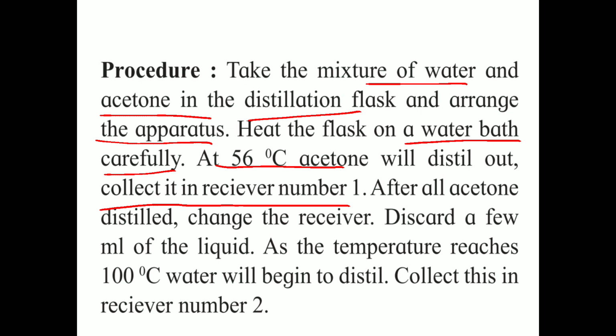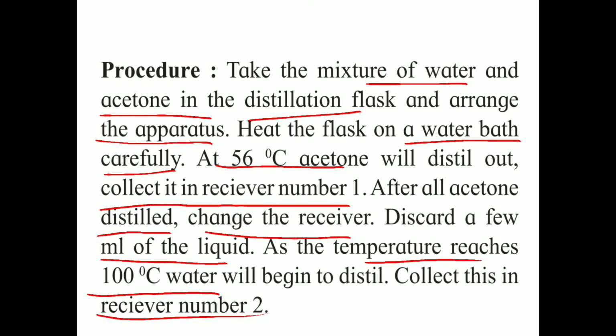After all the acetone has been distilled, change the receiver. Before that, discard a few ml of the liquid, and as the temperature reaches 100 degrees Celsius for the water, it will again begin to distill and we collect this water in receiver number 2. In this way we separate the mixture of water and acetone by using the distillation process.